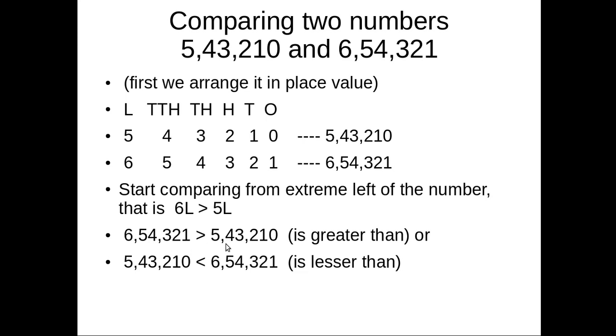6,54,321 is greater than 5,43,210, or we can say that 5,43,210 is lesser, that means smaller, than 6,54,321.